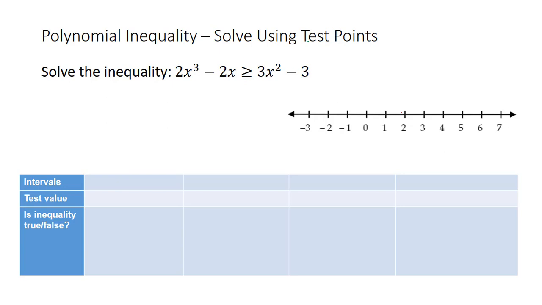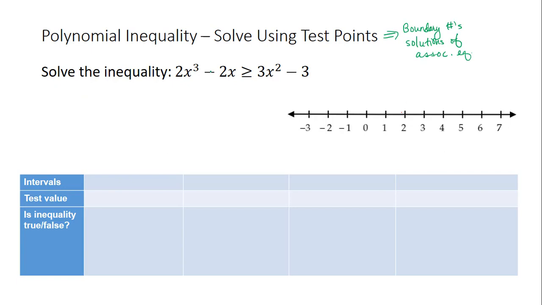To solve using test points, recall that means that we need to find the boundary numbers, which are solutions of the associated equation. These boundary numbers then divide the number line up into regions where we can test a number to determine where solutions of the inequality lie.